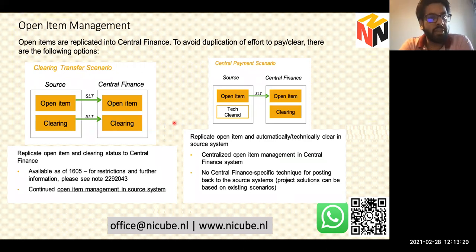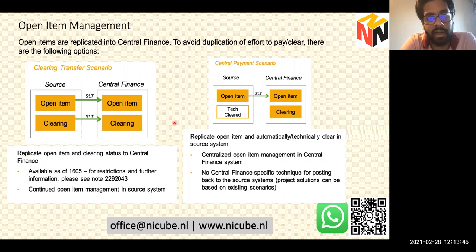This is how open item management works. There are two scenarios. One was the previous clearing transfer scenario, which was before central payment, if you see a very old release. However, now the central payment scenario works.